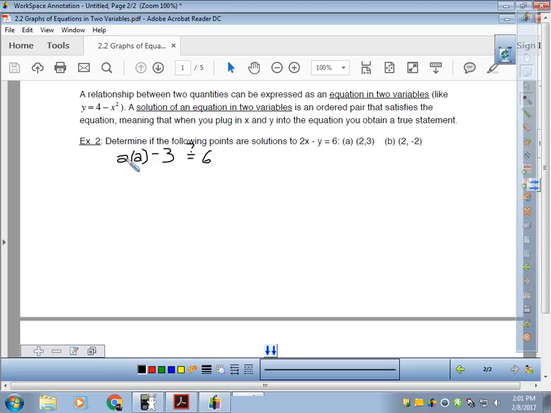Well, 2 times 2 is 4. 4 minus 3 is 1. So we have 1. And 1 does not equal 6. Okay? So 1 is not equal to 6. So this right here is not a solution. So we'll say 2, 3 is not a solution.